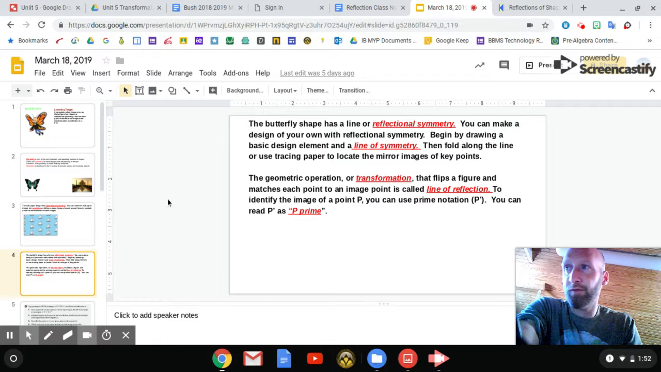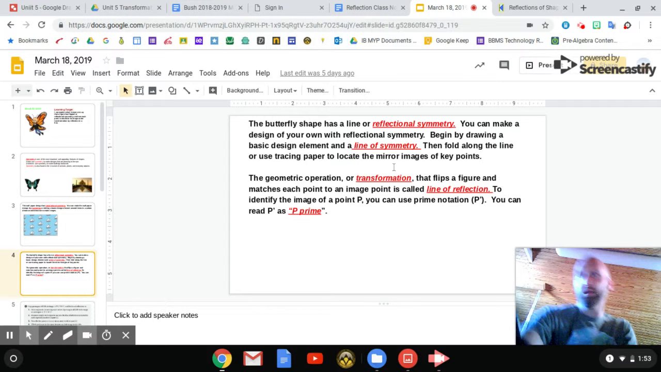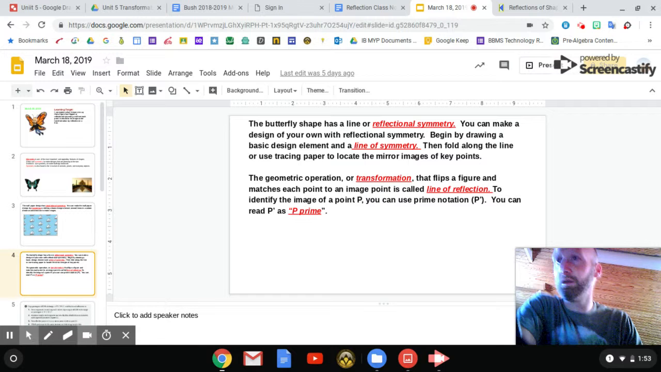Okay, the butterfly image has line or reflectional symmetry. You can make a design of your own with reflectional symmetry. Begin by drawing a basic design element and a line of symmetry, then fold along the line or use tracing paper to locate the mirror images of the key points. I will show you an example of that in just a moment. We're actually going to draw some stuff and look at it. Okay.